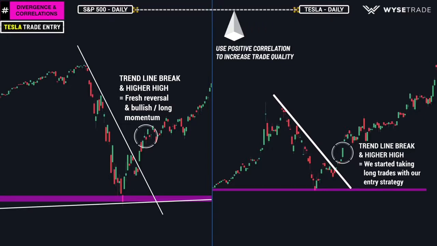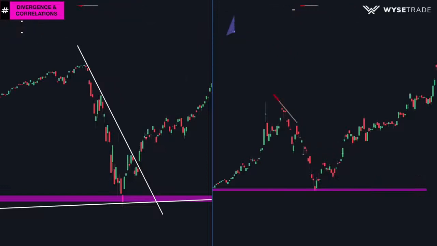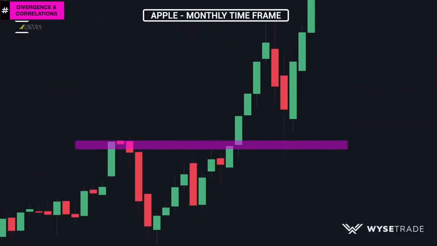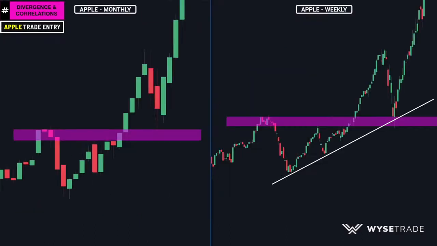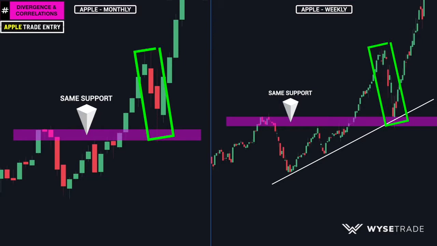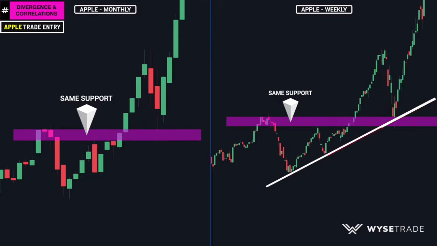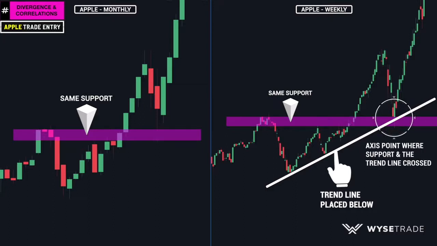So let's go through the same concept, but through the Apple trade we took. Again, here on the Apple stock, on the monthly time frame, we had our key level here because of this reversal, and we had it drawn in. So let's confirm this on the weekly time frame. Again, same support level, same pullback. But here on the weekly, you also had a perfect trend line placed below. This then gave you your access point here, where the trend line and key support level crossed. You then had a great long wick candle react to the access point and area of confluence.